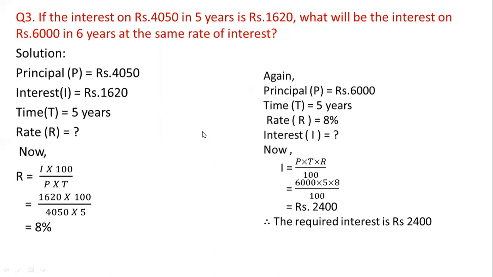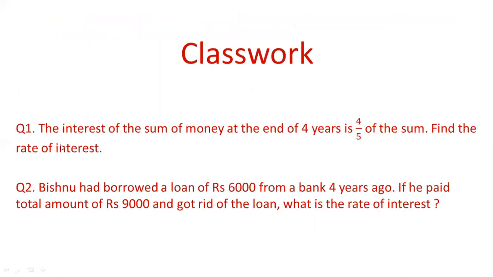Now let's move to the next slide. This is the class work. In this one, look, the interest on a sum of money at the end of 4 years is 4 by 5 of the sum. Means the sum is suppose x, then the interest will be 4 by 5 into x, that is 4x by 5. Okay, 4x by 5 is the interest. Sum is x, we have supposed. Find the rate of interest. Use the formula of rate of interest now. Rate of interest equals I into 100 by P into T. Use that formula, then you will get the value here.